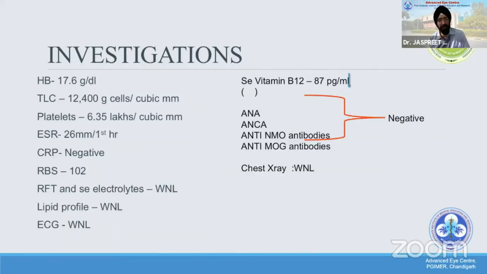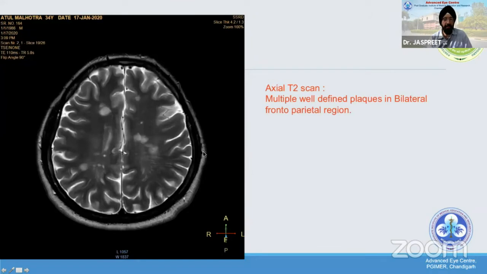So we get investigations done because again, it's an overlap, more like an atypical variety, considering all these signs and symptoms and the OCT analysis. But all these tests come out negative. So his MOG and NMO antibodies are also negative. The chest X-ray is within normal limits.